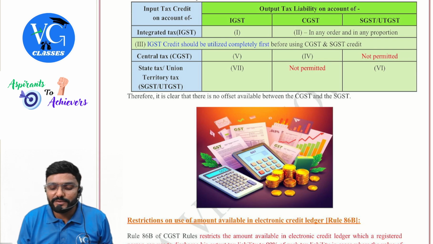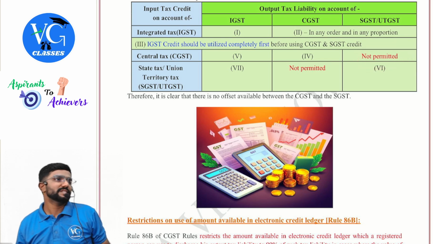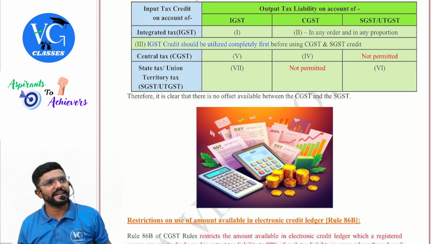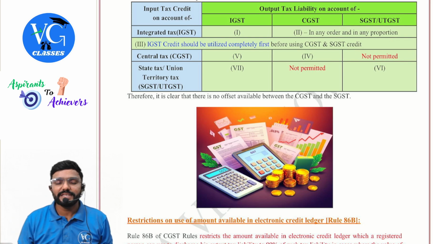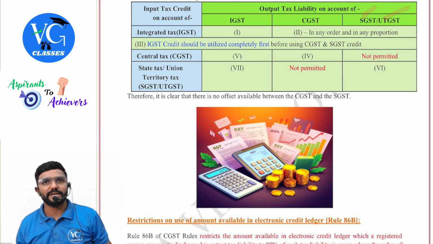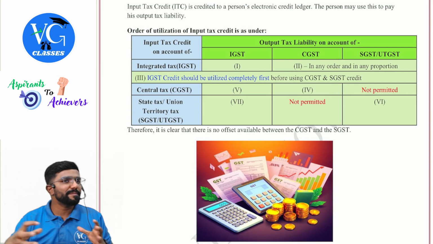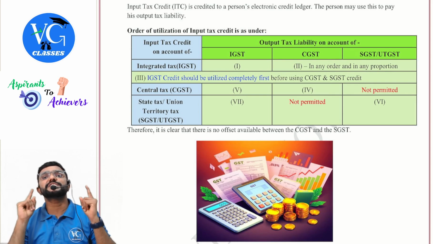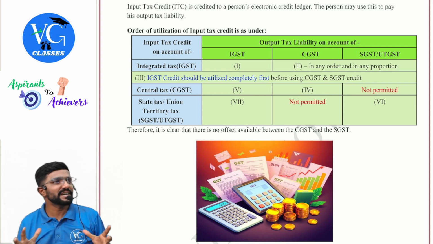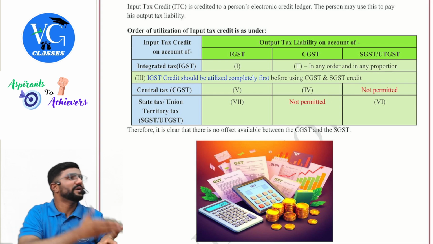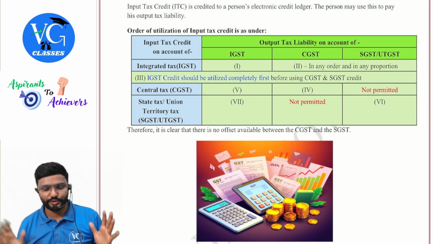Sir, CGST can be used against SGST? No, no. Central, you cannot use it against state or UTGST. Then see guys, either SGST or UTGST will come, not both. Because all this credit adjustment, payment, returns filing is everything registration based. So for a single registration, either you will have SGST or UTGST, not both.